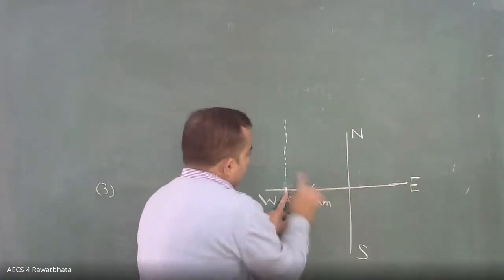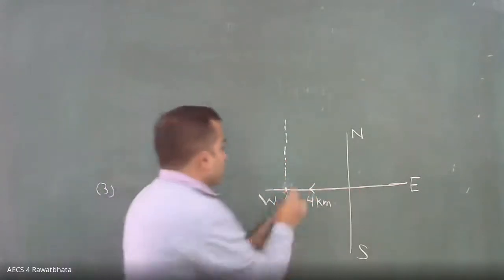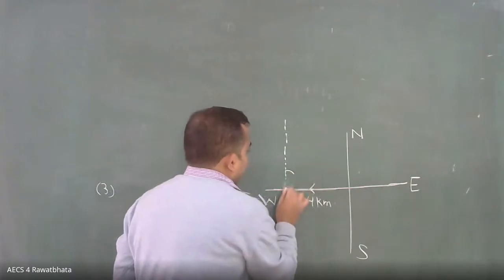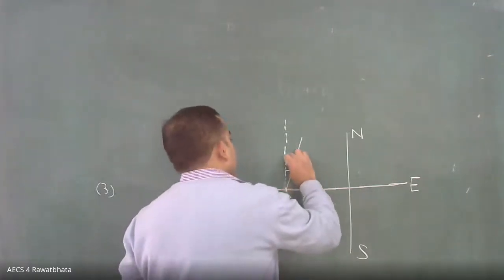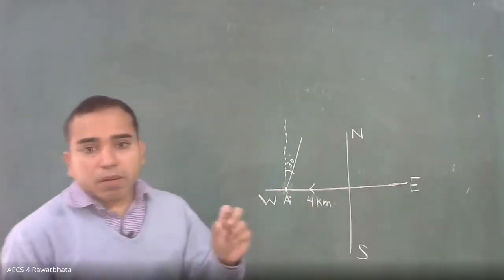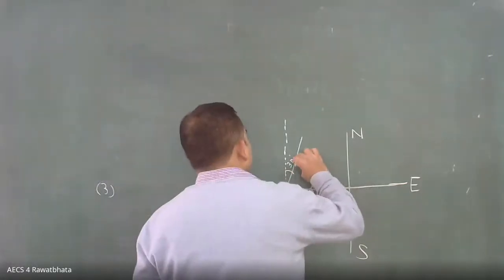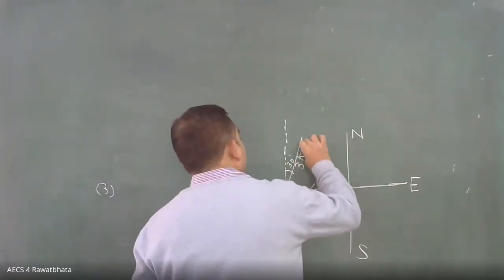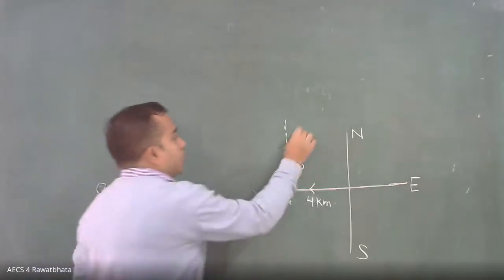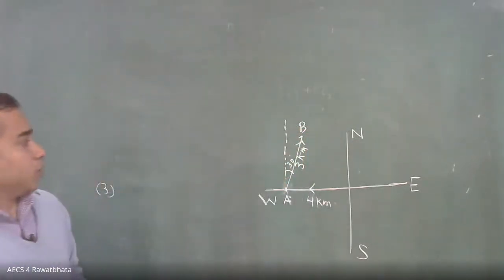Then east in this side. In this side of north, at how much angle? 30 degrees. So this is 30 degrees east of north. She walks 3 kilometers. It means that this is 3 km. Okay. Suppose this point is B.